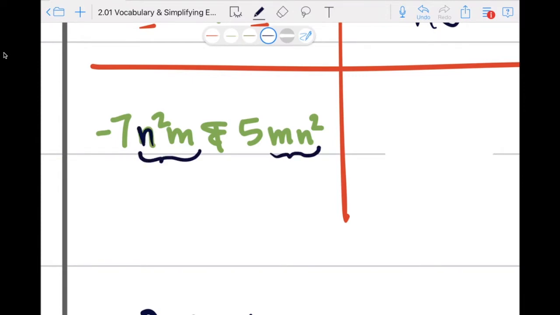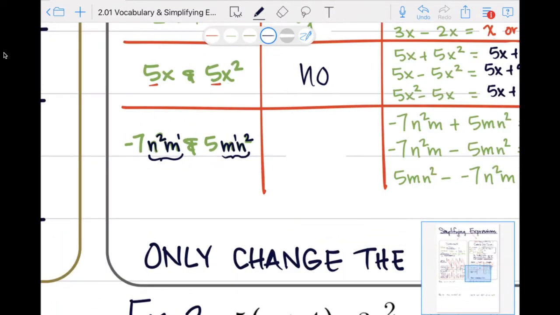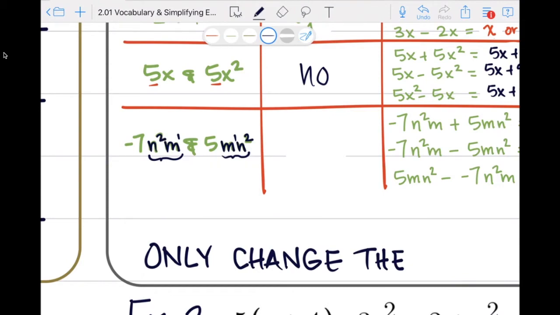So if you notice, the n is squared for that first term, and the n is also squared for the second term. The m is basically to the first power for the first term, and also to the first power for the second term. So you're not often going to see terms written out of alphabetical order, but every once in a while you will, and you just need to remember that the order doesn't matter. What matters is that you have the same variable and exponent combination.